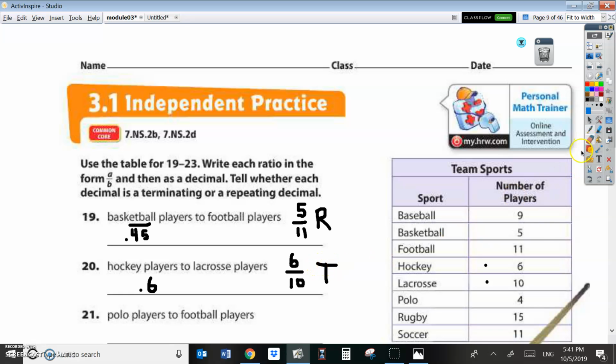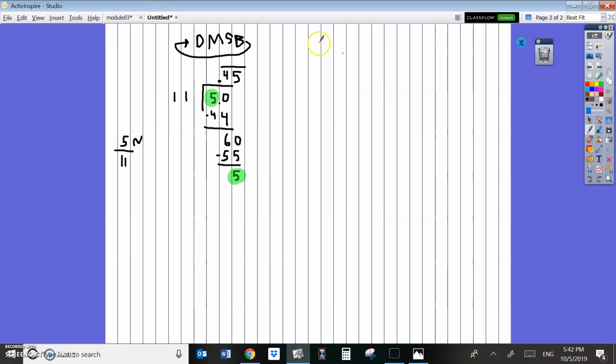Okay, let's look at the next one. Polo players to football players. Football players is 11. Polo players is 4. So 4 over 11. Let's divide that. Right here. 4 over 11 is 4 divided by 11.